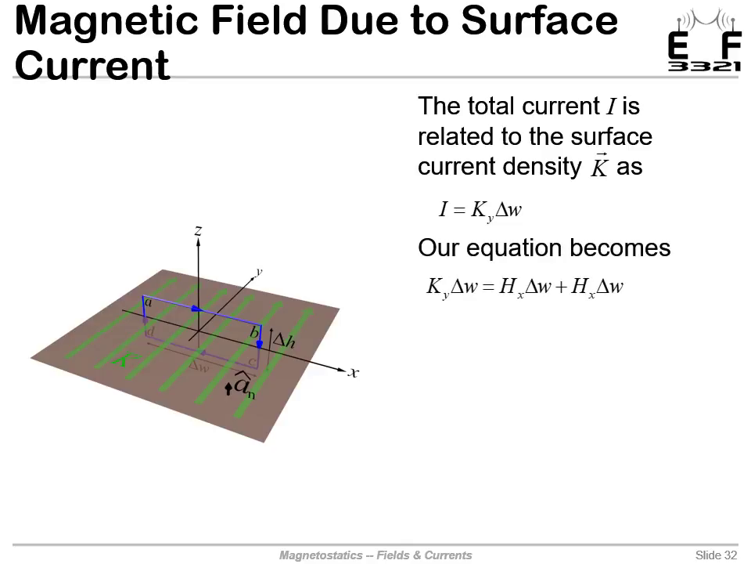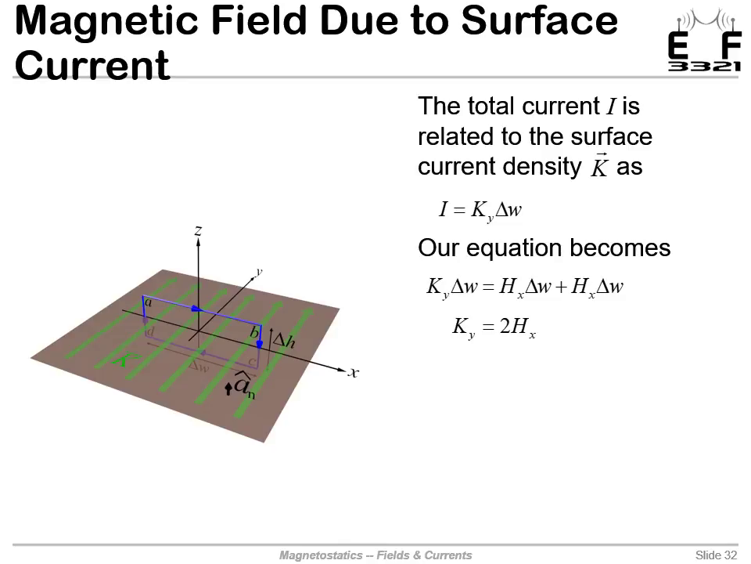Now what we can do is set our two answers equal. On the left here was our total current that we arrived at by integrating current density. And on the right is the total current that we arrived at by integrating the magnetic field around this closed loop that we're showing. So simplify this and we see that Ky is equal to 2hx.